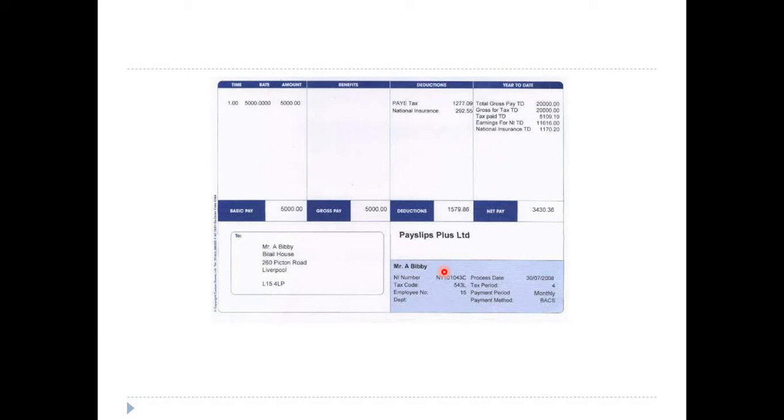This is another payslip. Now you'll see at the top here, this person's been paid a lot more. You'll see here their basic pay was $5,000. But their deductions, they've been deducted a lot more because they are being paid more, so they're going to get taxed more. The more money you earn, the more money you pay in tax. So you'll see they've got tax here, they've got their national insurance tax. So actually their net pay comes to £3,430.36. And again, down here, you've got things like your tax period, your tax code, your national insurance number, all these things.